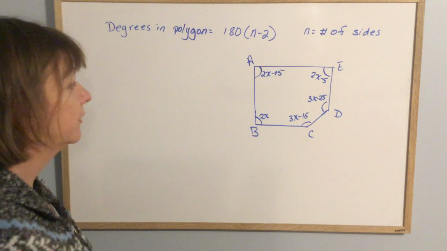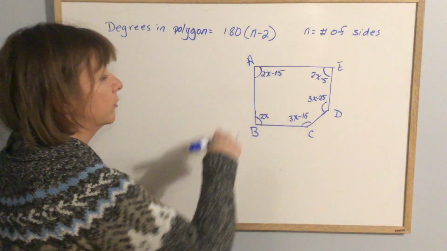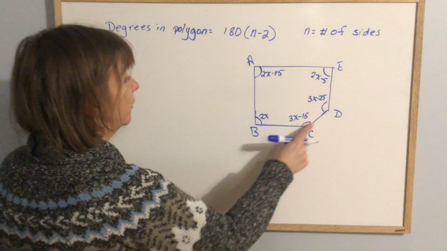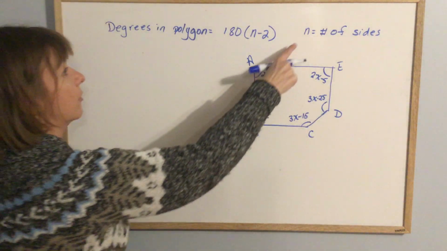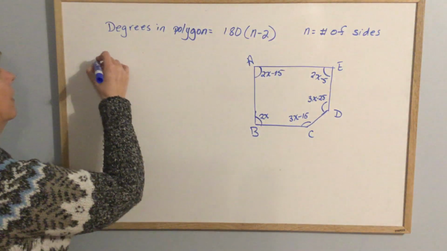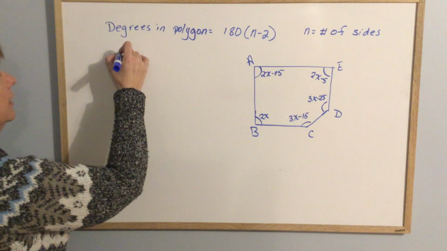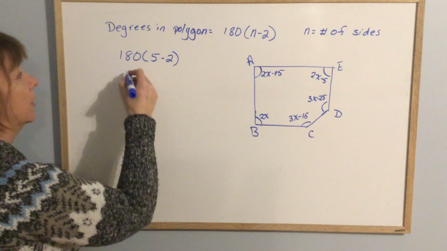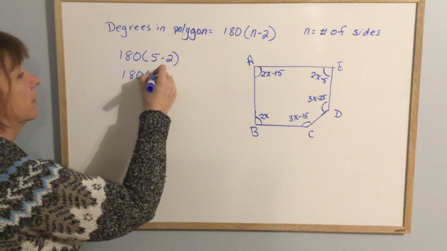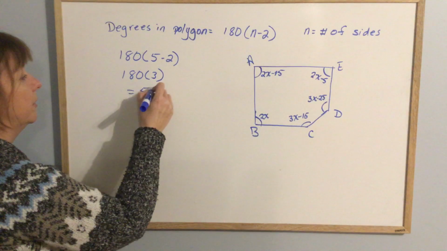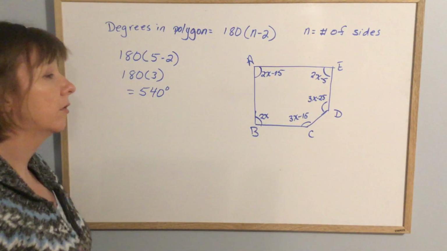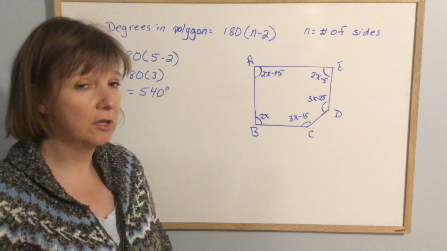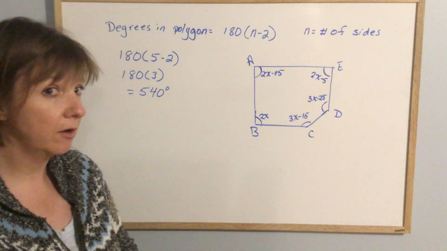The first thing we need to know is how many degrees the whole thing should be. It's a 1, 2, 3, 4, 5-sided object, so my n is 5. To figure out how many degrees, I would do 180 times (5 minus 2). That would be 180 times 3, which is 540 degrees. So all of the angles added together should equal 540 degrees.